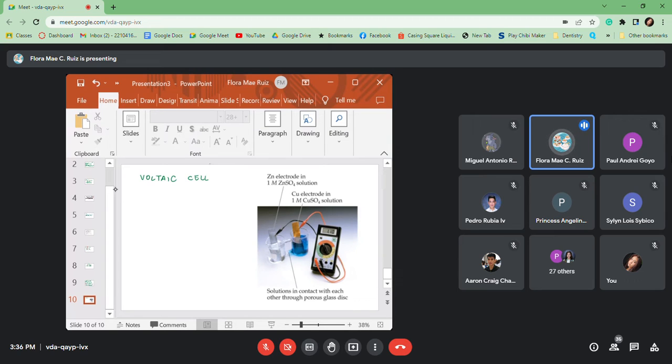You have two electrodes, one anode and one cathode. So per here, you have zinc electrode in 1 mole of ZnSO4 solution. You have the copper electrode in 1 mole of CuSO4 solution. And the solutions are made in contact with each other through this kaning bridge ngari, which is a porous glass disc. And if you measure the voltage or the potential between the two electrodes, you are going to have a reading, which is 1.10 volts for this case.